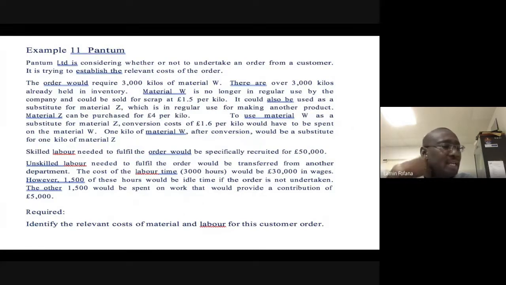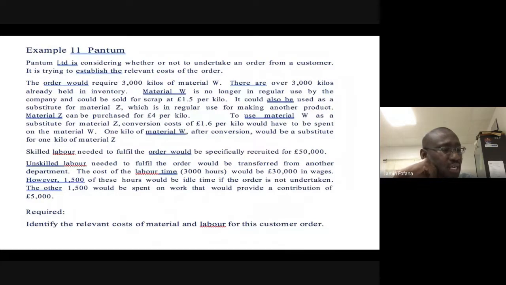The next one is the labor. The full 50,000 that we've been mentioned here, the skilled labor needed to fulfill the order will be specifically recruited. That means this is not already there. When we look at our flow chart, we need to recruit it from outside. That means everything is relevant, so the whole 50,000 is relevant. We just bring that into our relevant cost calculation.